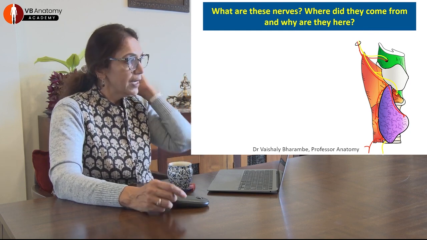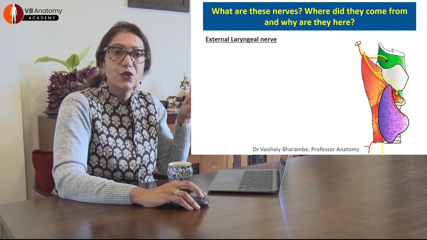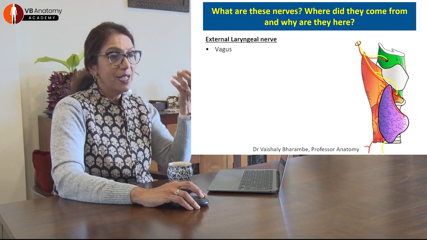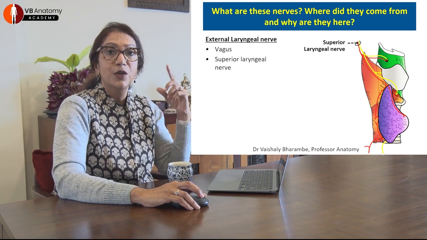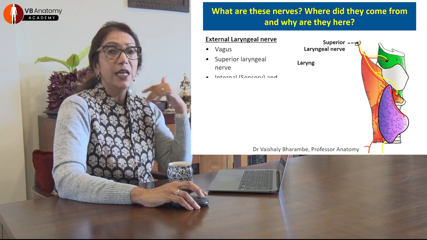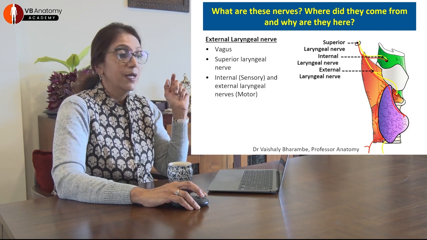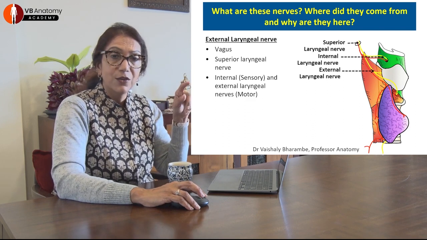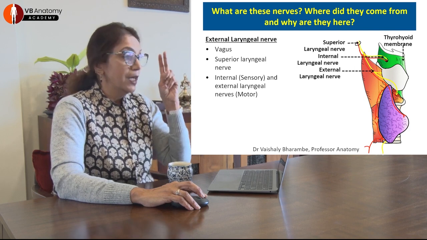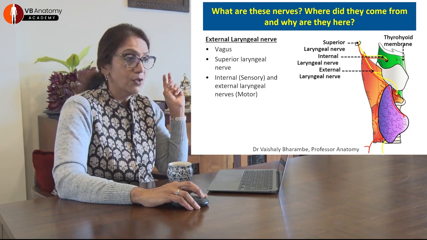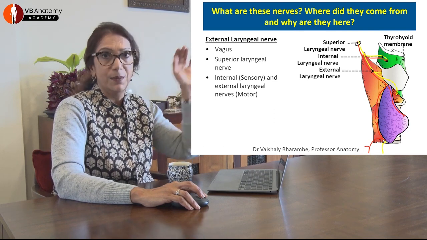Here I can see my external laryngeal nerve. Understand that this external laryngeal nerve is a branch of vagus. So the vagus, which is the 10th cranial nerve, descends down, gives rise to a superior laryngeal nerve. Superior laryngeal now divides into an internal laryngeal nerve, which is sensory, and an external laryngeal nerve, which is motor. Internal laryngeal nerve, along with superior laryngeal artery, pierces the thyroid membrane and goes to supply the larynx. We'll not think about it.